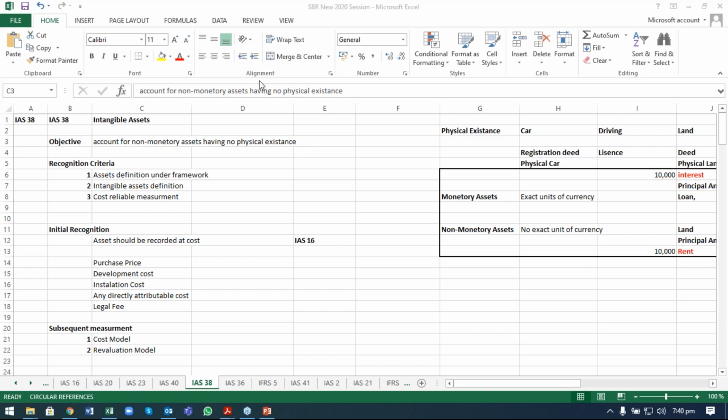Yes, an idle asset, irrespective of whether it's a tangible asset or an intangible asset, must be depreciated and even amortized. Are you getting the point? Idle asset and asset available for use, these are two different things. Yes, exactly. Classification of monetary and non-monetary asset remains the same as it was discussed under IAS 21.